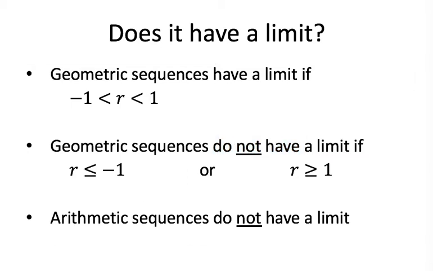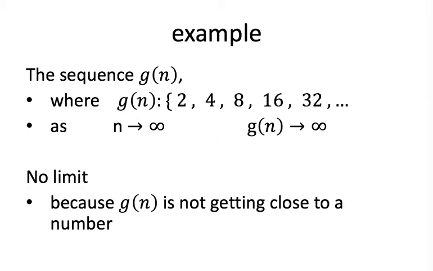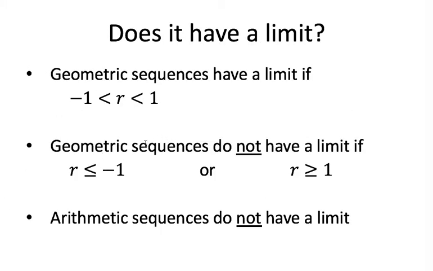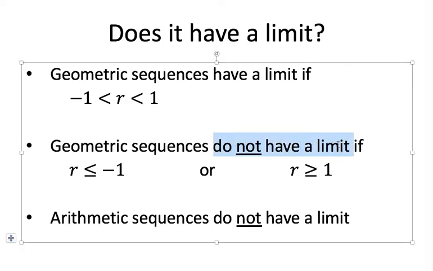Our previous example of a sequence not having a limit, here our r value was 2, because it goes times 2, times 2, times 2. And geometric sequences with r values bigger or equal to 1, or smaller or equal to -1, will not have a limit. Along those lines, arithmetic sequences never have a limit.